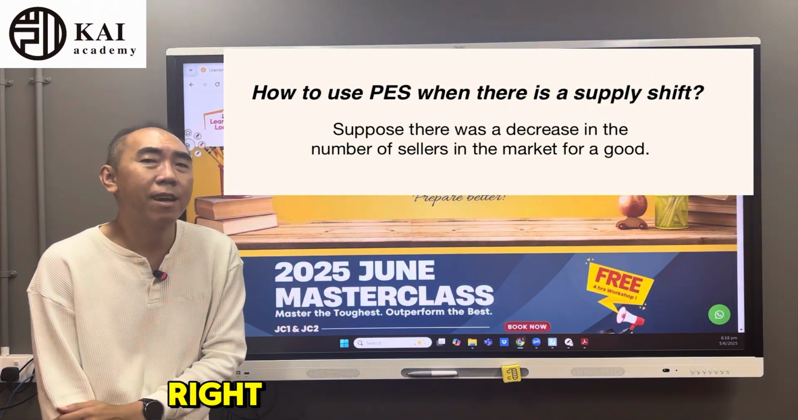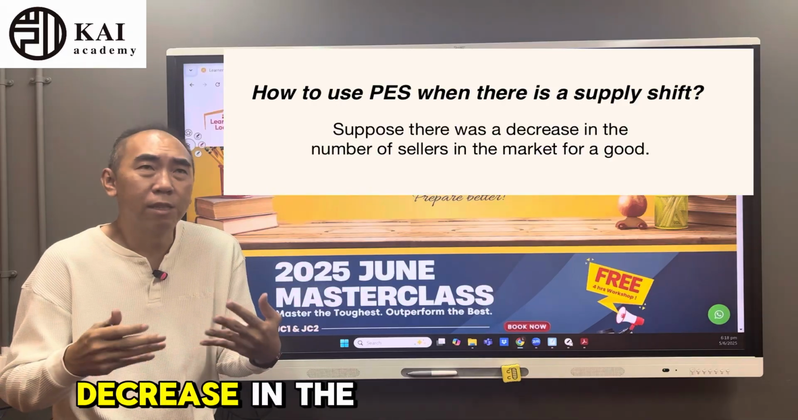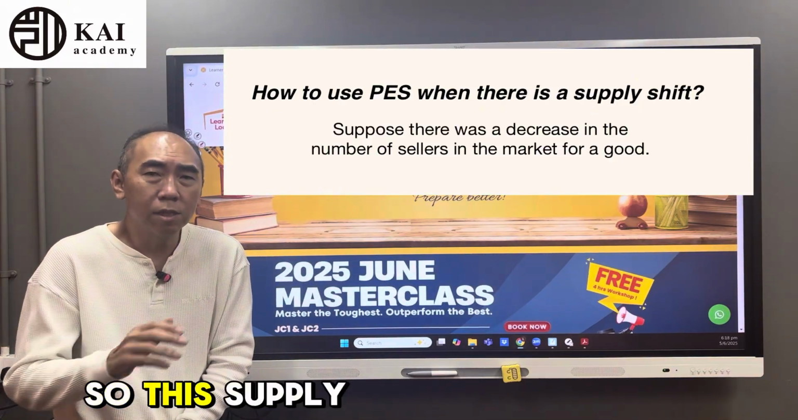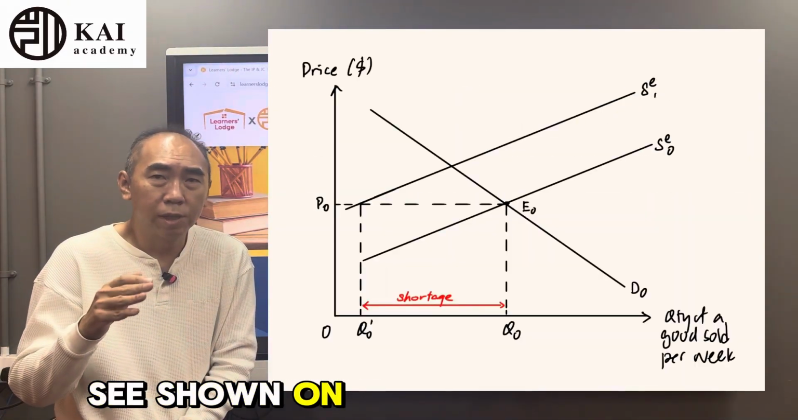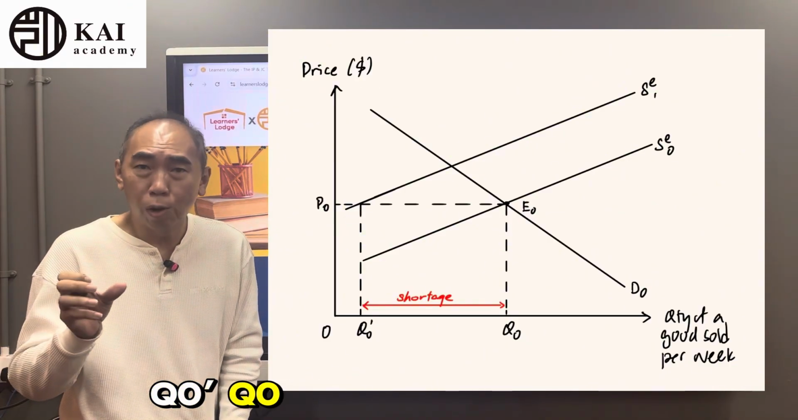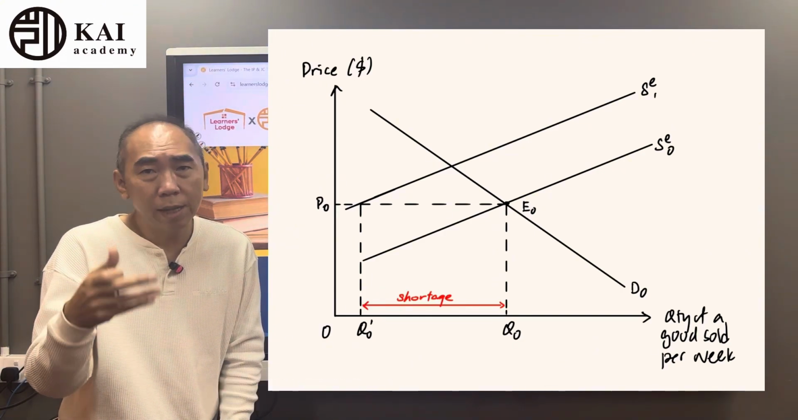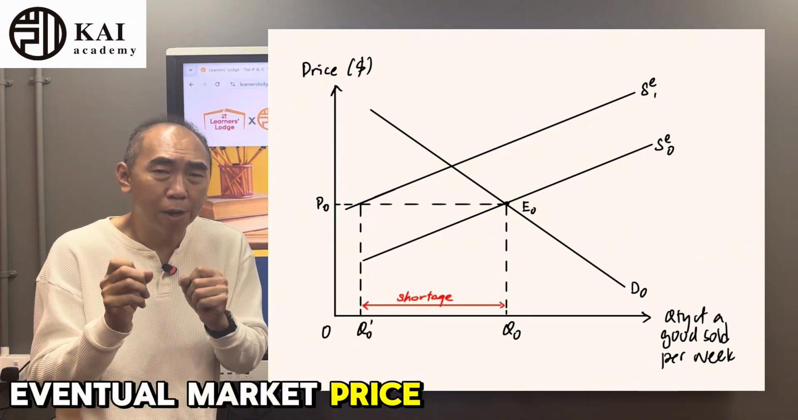Now, for simplicity, let us assume that there is a shift in the supply to the left due to a decrease in the number of sellers. This supply shift, as you can see shown on the diagram, will have caused a shortage of Q0 prime Q0. And this shortage would exert an upward pressure on the price, and the eventual market price would increase.